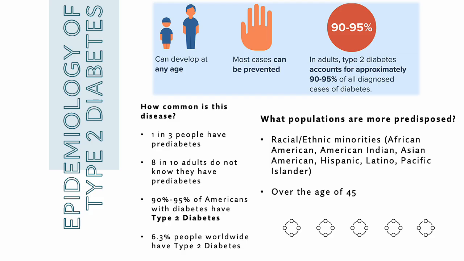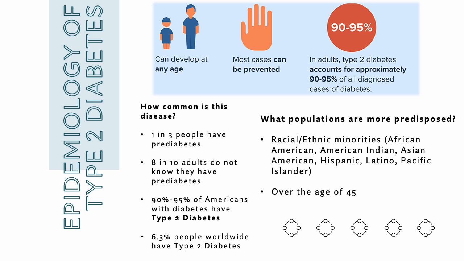So how common is this disease? Well, let's start with prediabetes. Did you know that 1 in 3 adults have prediabetes? That's a huge number. What's even more surprising is that 8 out of 10 people with prediabetes don't even know they have it. When we look at diabetes as a whole, around 90 to 95% of Americans who have diabetes are living with type 2 diabetes.